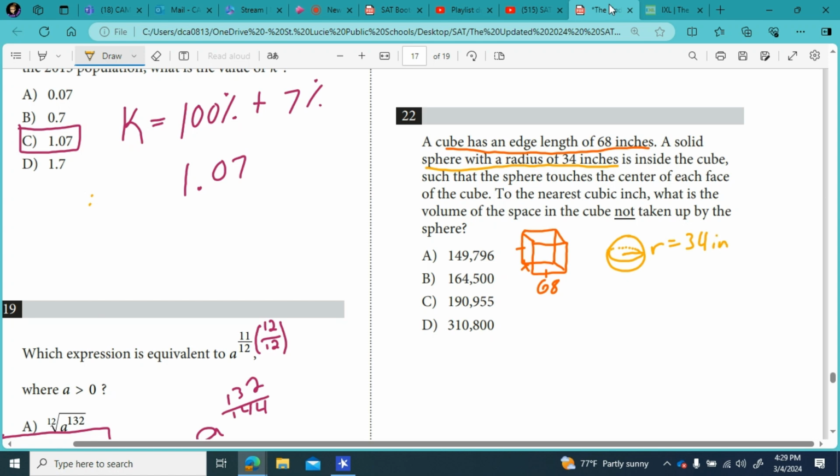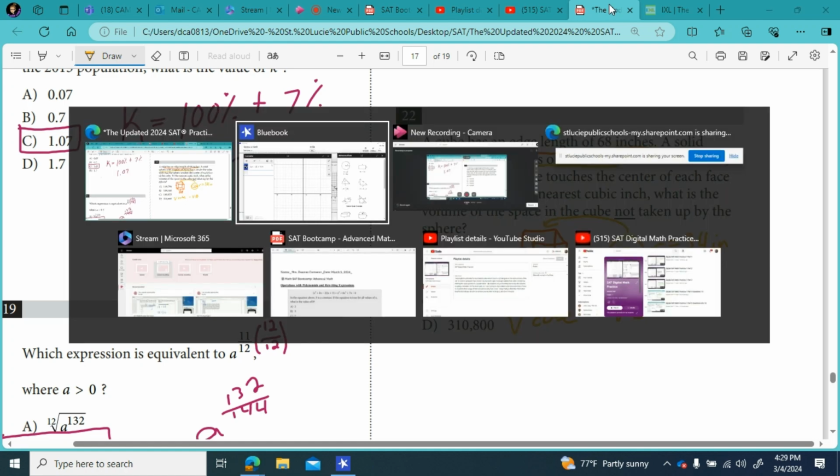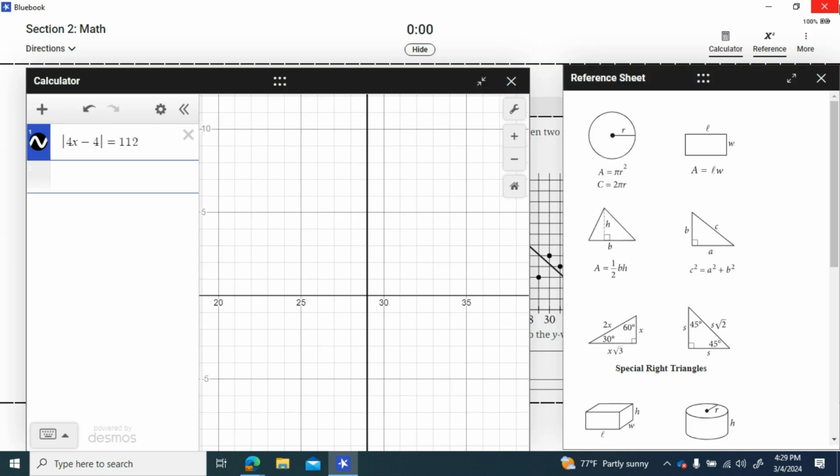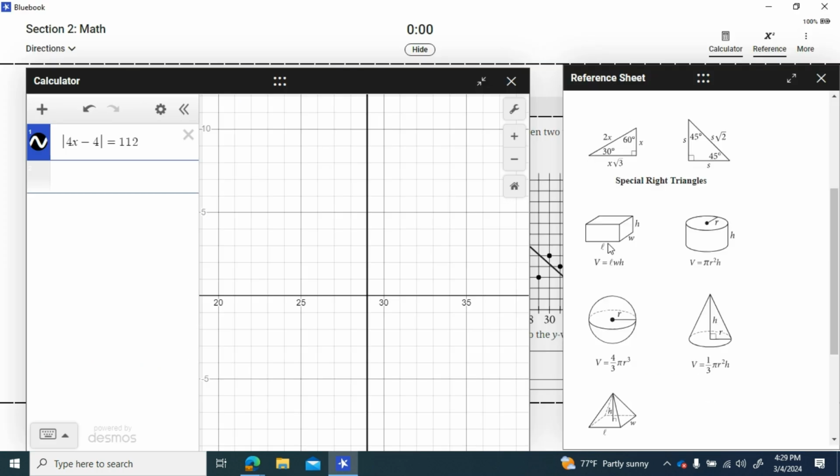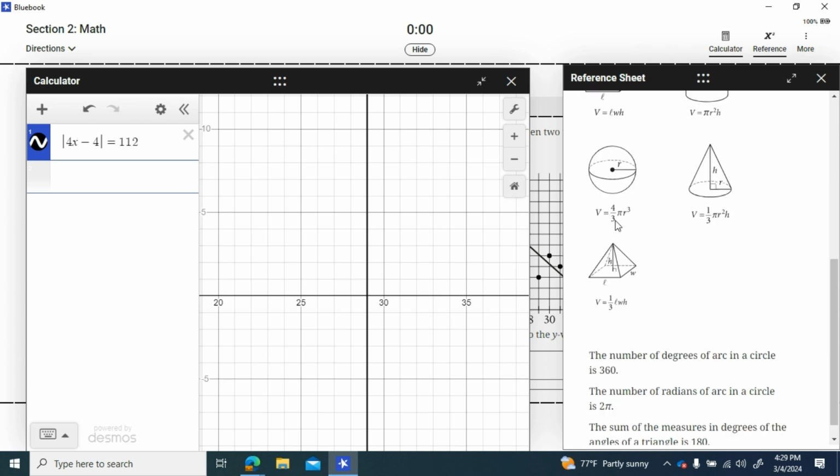And this sphere is inside the cube, and they want to know what is the volume of the space in the cube not taken up by the sphere. So we're going to take the volume of our cube and subtract out the volume of our sphere. And you can look on your reference sheet for this. Volume of a rectangular prism or a cube is length times width times height. And volume of a sphere is 4/3 pi r cubed.